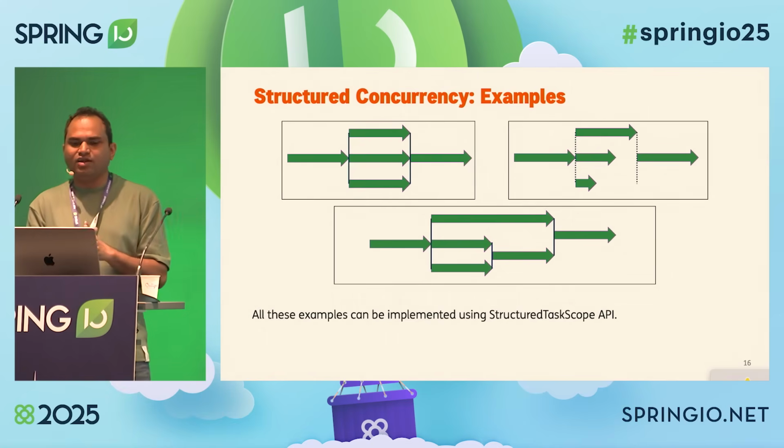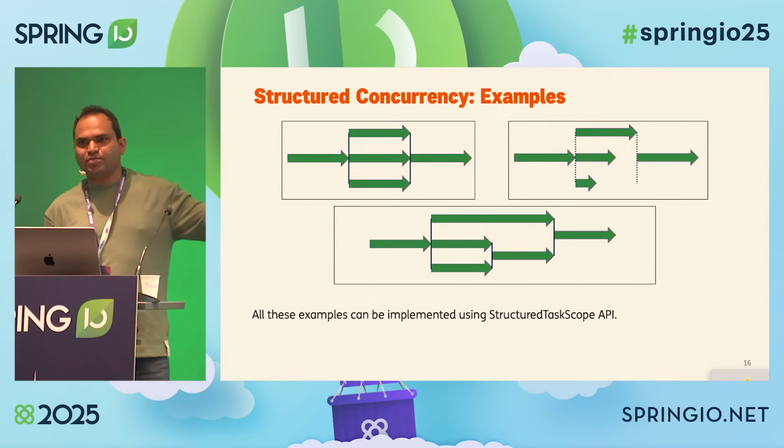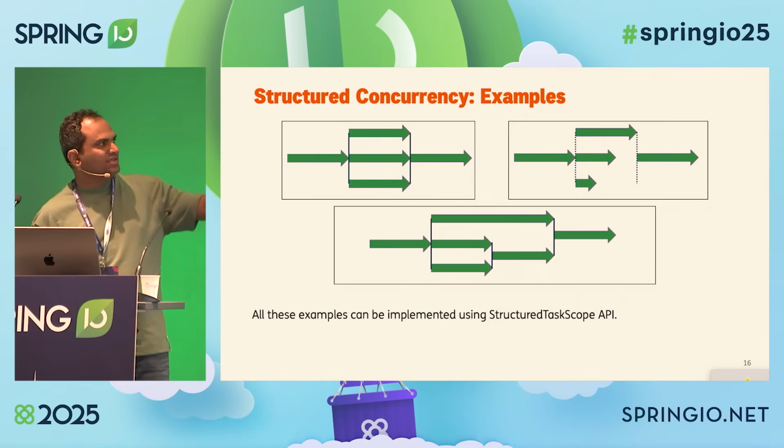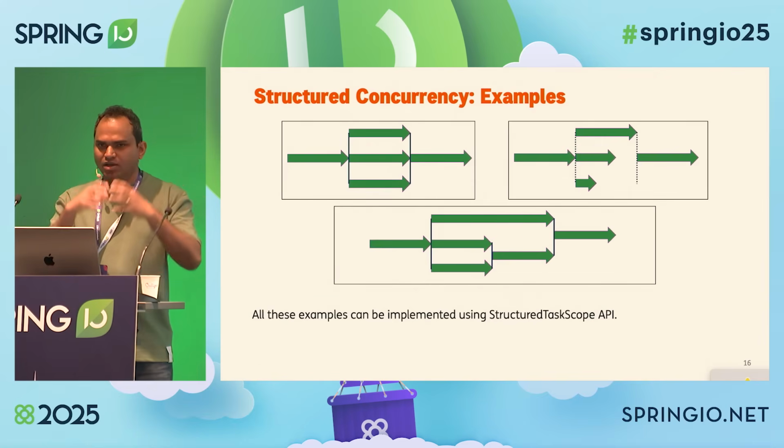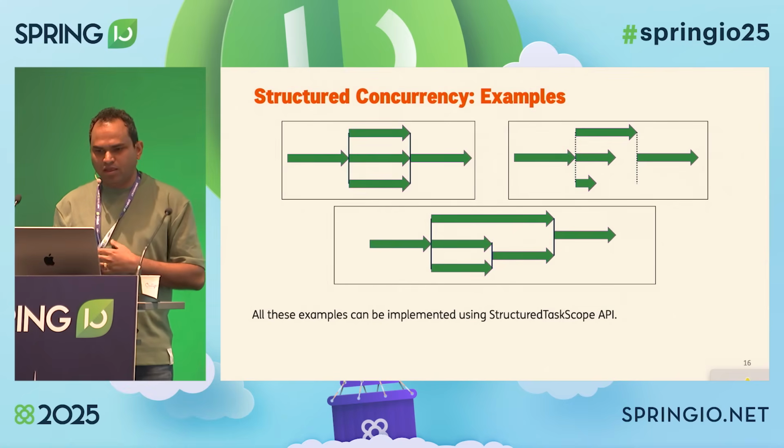But the important thing here is that when we implement these using the structured concurrency API, all the implementation, the code, looks very much similar to these structures. So it basically resembles the structure that we have of our tasks. Okay, we'll explore that in the later part of this talk.